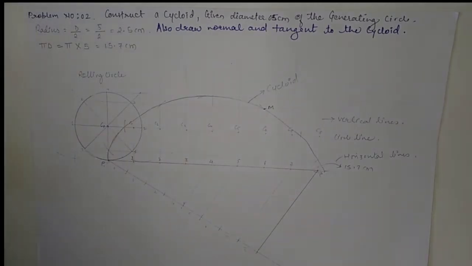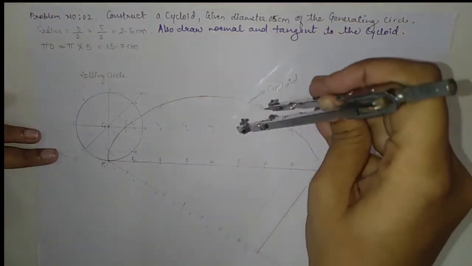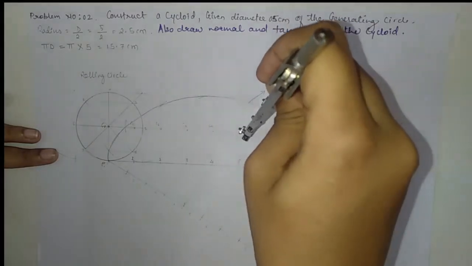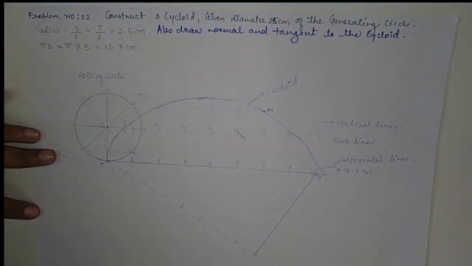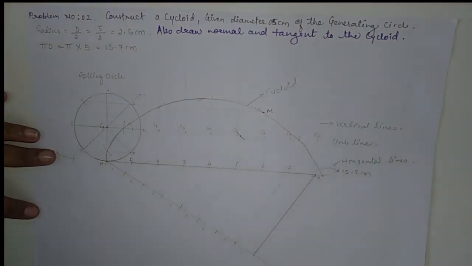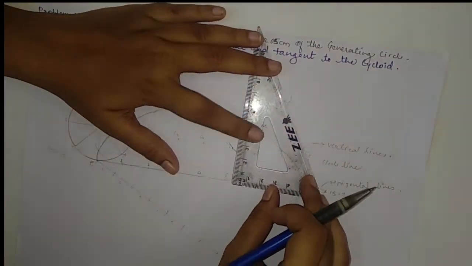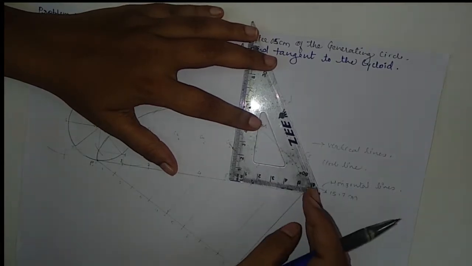Okay, take a 2.5 centimeter distance in the compass, keep the compass onto this point M and draw an arc on the line which is passing through the center of the circle. Draw such an arc. Okay, so from the point you get, draw a perpendicular using a set square to this line which is pi d.